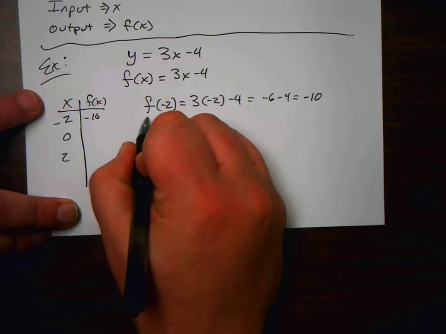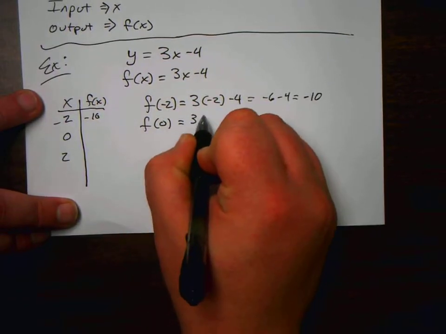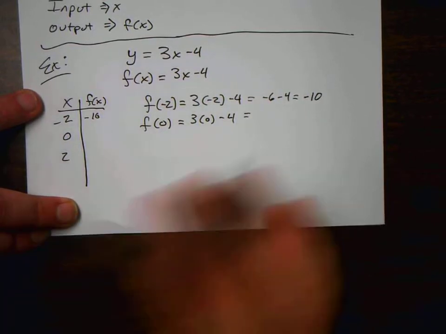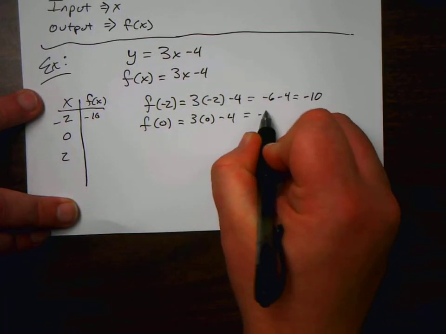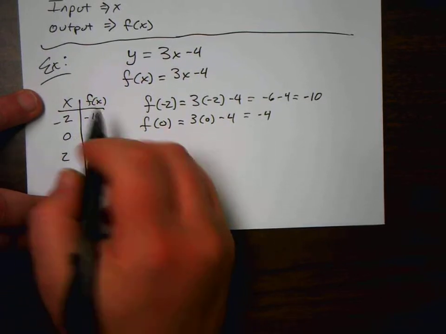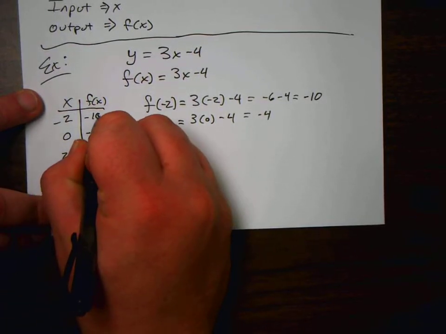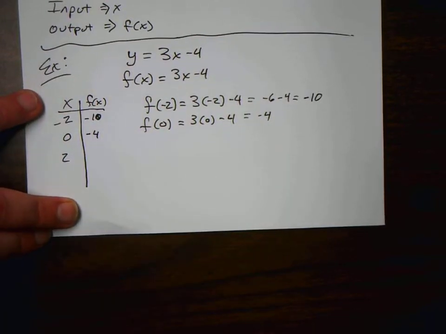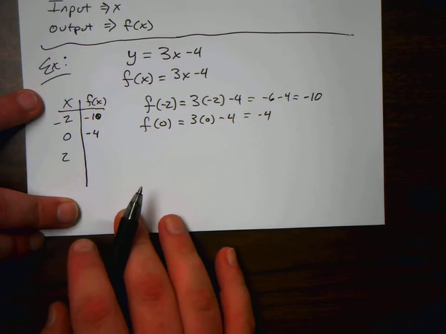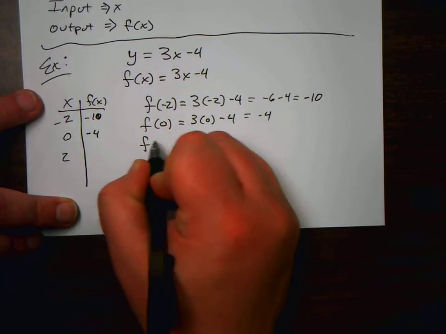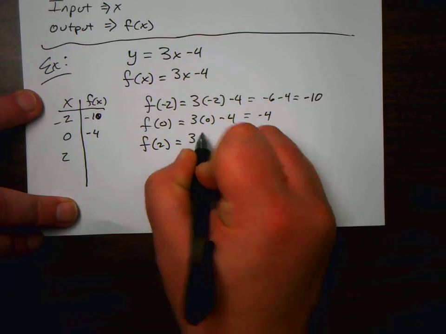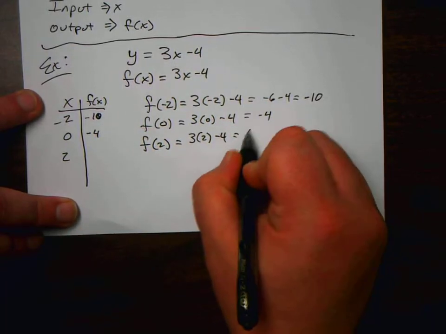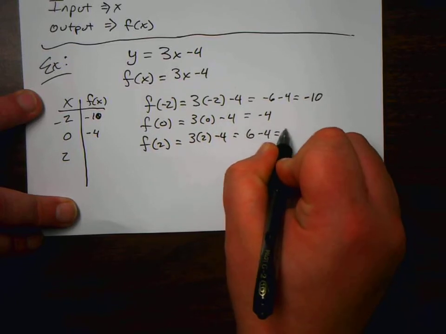And now with 0, so f of 0, I'm replacing x with 0. And we all know 3 times 0 is 0, right? And 0 minus 4 gives us negative 4. So for 0, I get negative 4. That's a 10, not a 16. I'm sure there's at least one of you saying that's negative 16. You meant negative 10. Yeah, it's negative 10. And now for our last one, f of 2. f of 2 is 3 times 2 minus 4. And we know 3 times 2 is 6, and 6 minus 4 is 2.